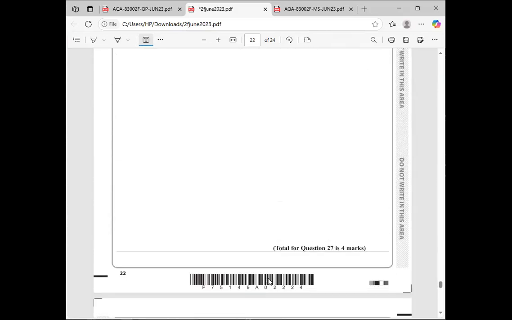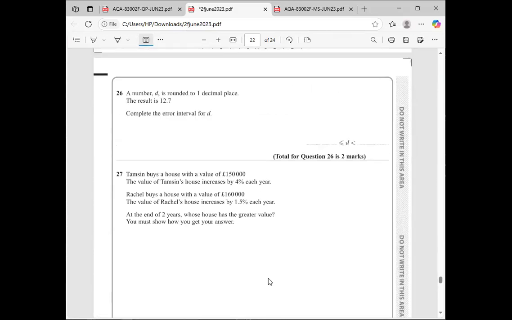I'll try and see how fast we can be, and at the same time not compromise on quality. Okay, so here we go. A number D is rounded to 1 decimal place. The result is 12.7. Complete the error interval for D. So what do you think will be the error interval for D?